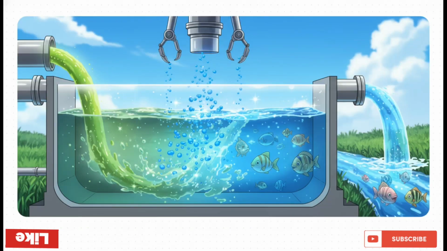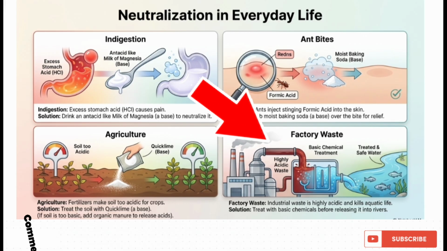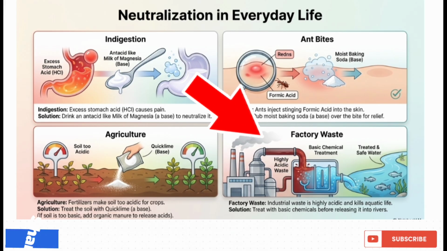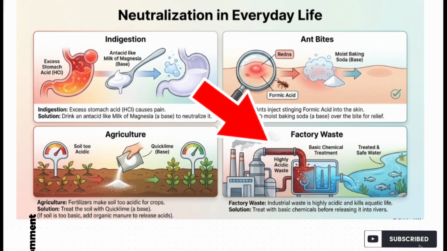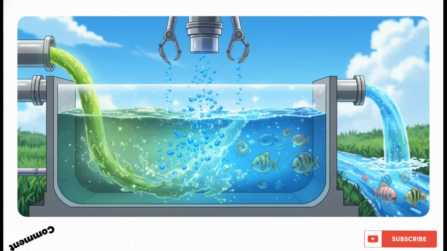We see this on a massive environmental scale, too. Factories produce millions of gallons of highly acidic, toxic wastewater. If they were to dump that straight into our rivers, it would completely devastate aquatic life. So by law, they have to treat that wastewater with basic substances. It's a giant neutralization reaction to make sure the water is safe before it ever touches a fish or a plant.